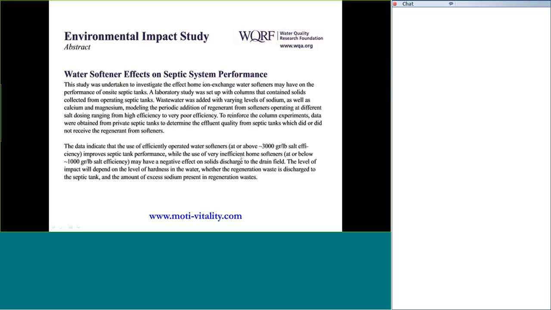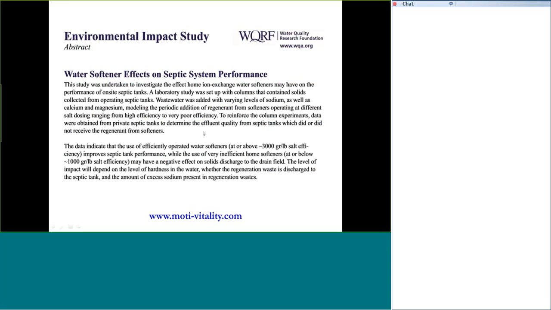Okay, so like I said, if you have any questions, let me know. But just to show you, here's one of the things it says. The study was undertaken to investigate the effect that home ion exchange water softeners may have on the performance of on-site septic tanks. A laboratory study was set up with columns that contained solids collected from operating septic tanks. Wastewater was added with varying levels of sodium as well as calcium and magnesium, modeling the periodic addition of regenerant from softeners operating at different salt dosing, ranging from high efficiency to very poor efficiency. To reinforce the column experience, data were obtained from private septic tanks to determine the effluent quality from septic tanks which did or did not receive regenerant from the softeners.